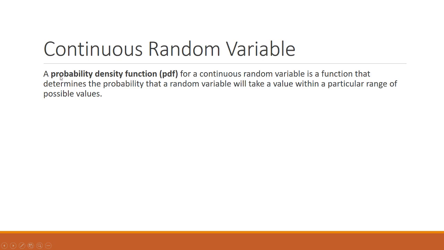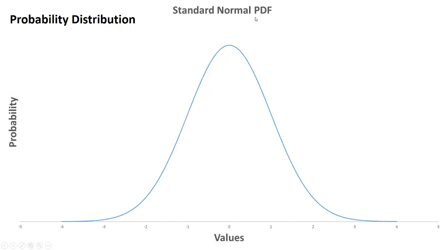Now, a probability density function, for a continuous random variable, is a function that defines the probability that a random variable will take a value within a particular range of possible values. It's basically a function that communicates to us the probability of getting different particular values. Let's look at a probability density function. This is a standard normal probability density function.